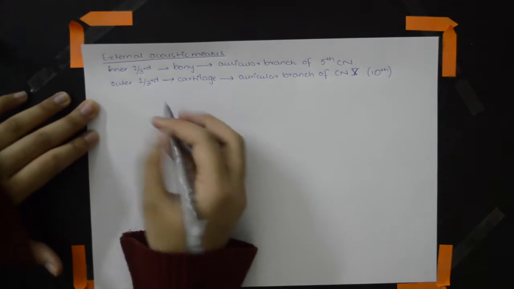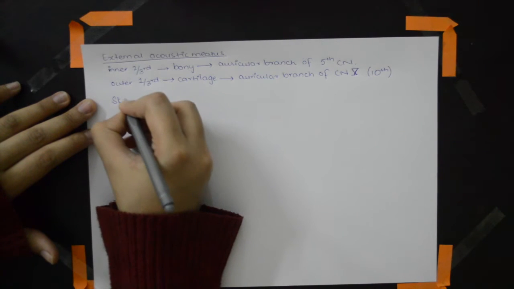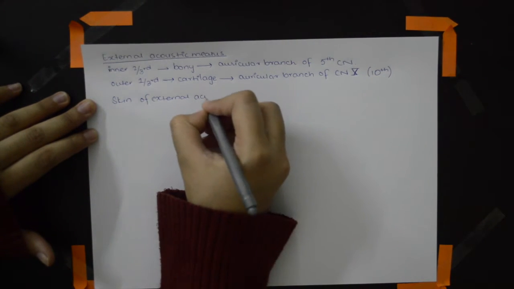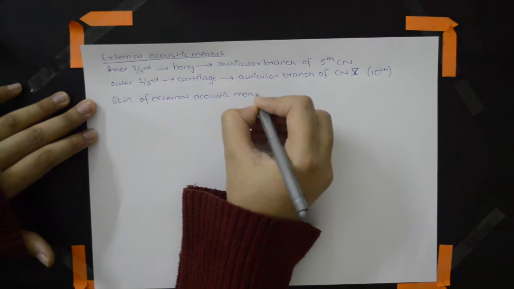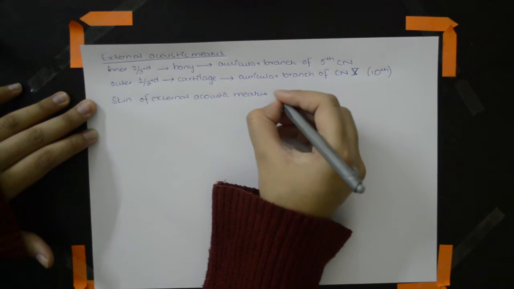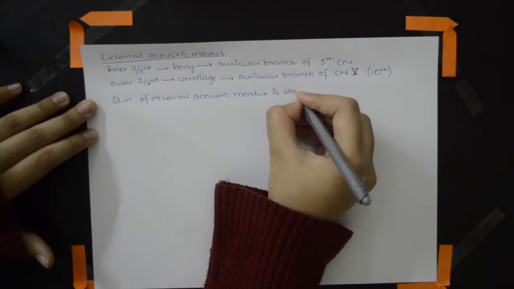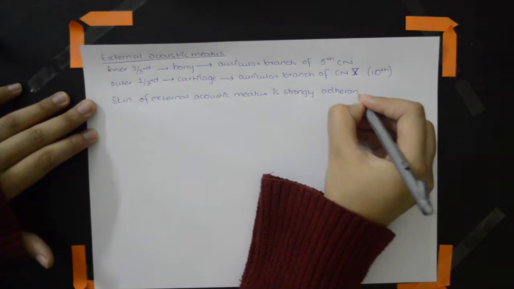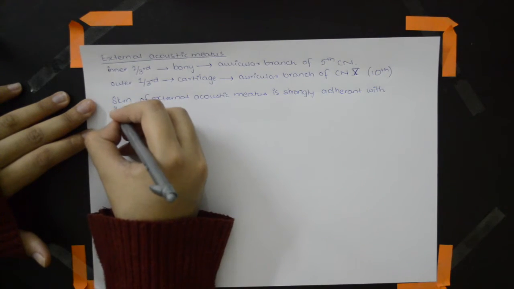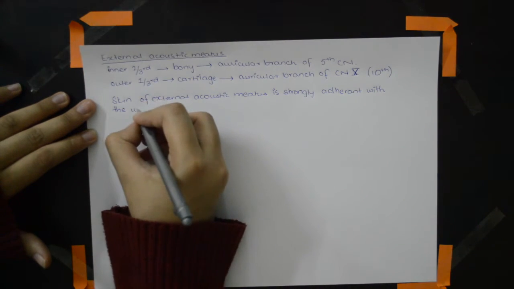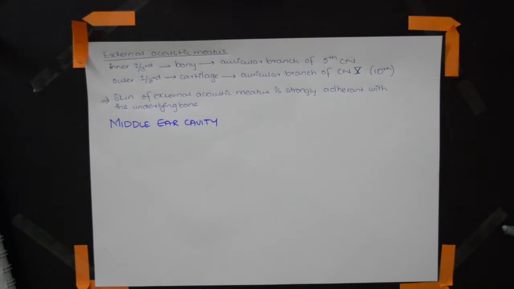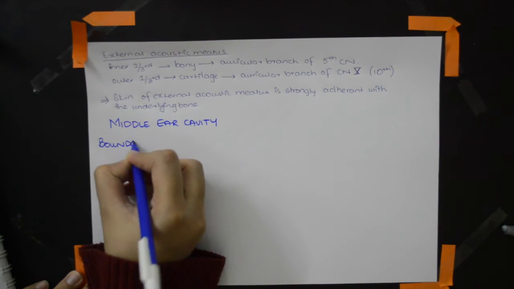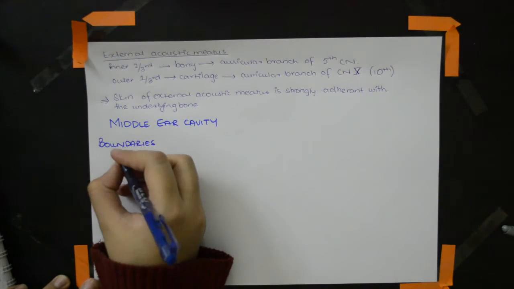So the other thing that you need to know is that skin of external acoustic meatus is strongly adherent with the underlying bone. So let's talk about the middle ear cavity. First we'll talk about the boundaries of the middle ear cavity.